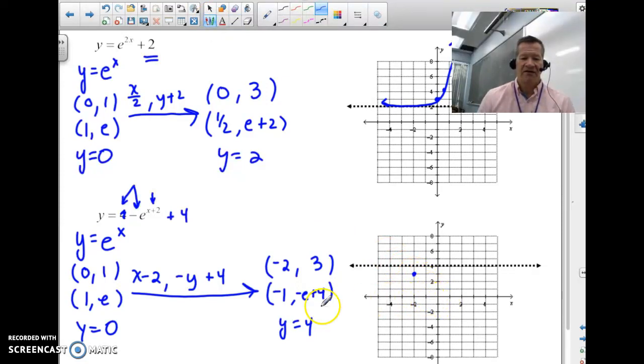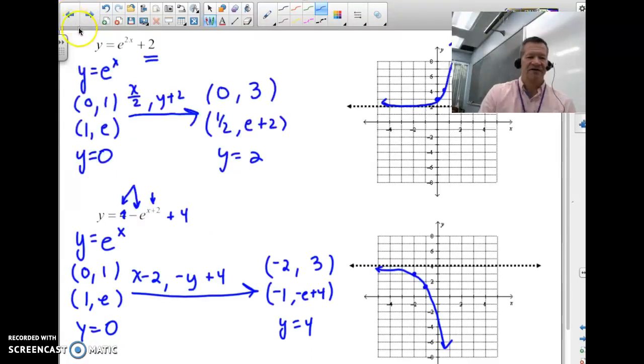Negative 1, negative e plus 4. If e is 2.7, then this would be negative 2.7 plus 4, which is about 1.3. So negative 1, 1.3. And again, if you have trouble with that, you can double check on your calculator. Got to decrease through these 2 points and approach my asymptote. And there she goes. Just like that.